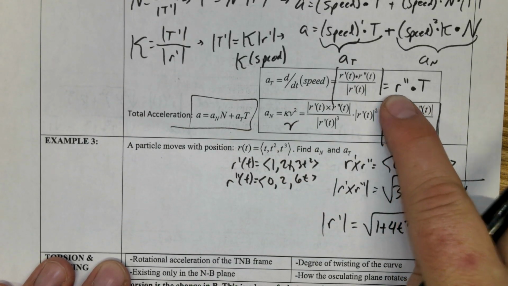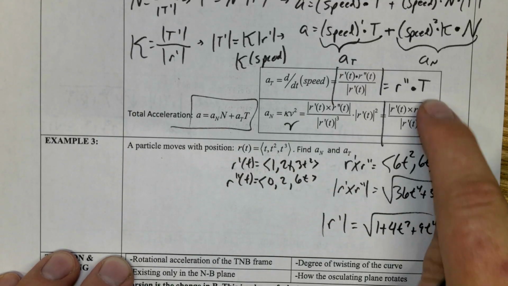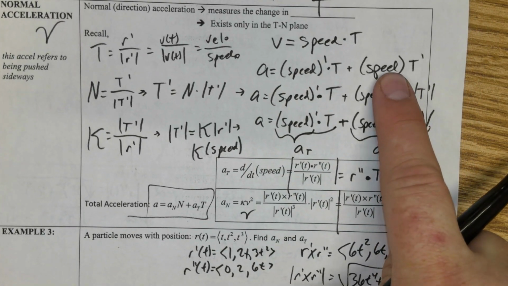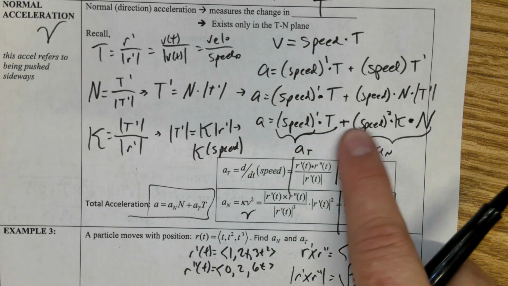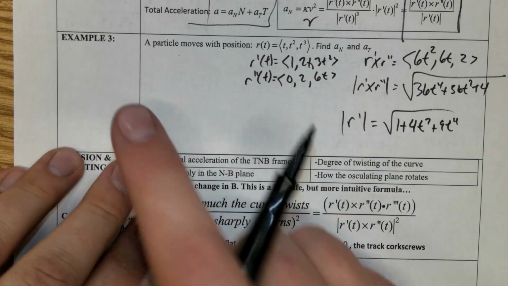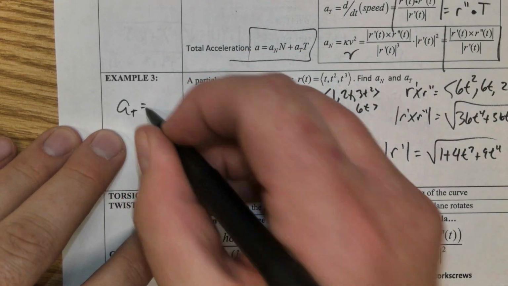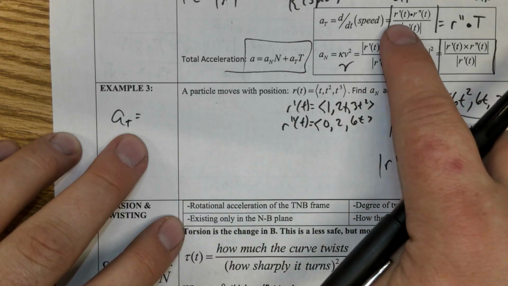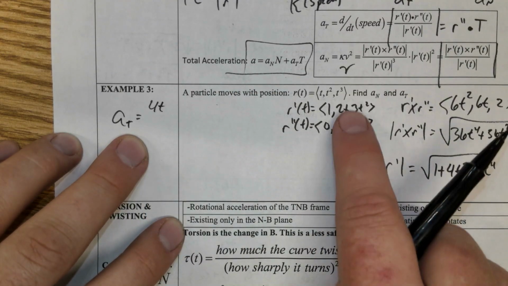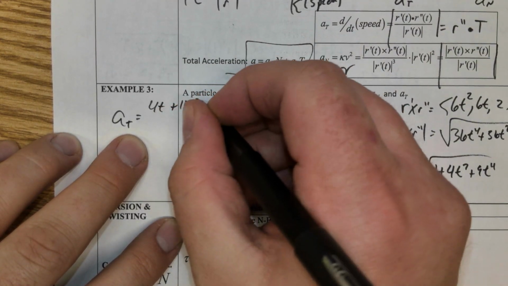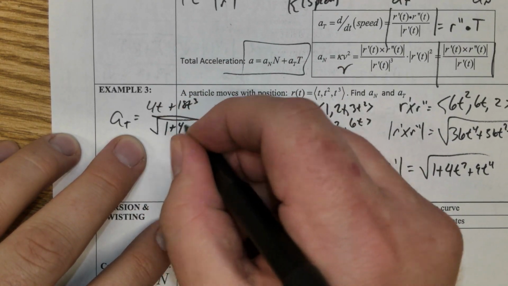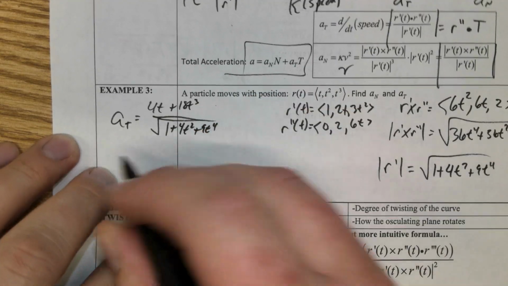Hey, this is my acceleration in the T direction. This is, you know, speed times T prime. This is speed squared curvature in the N direction. So here we go. Let's put it all together. A_T is formula. Dot these things. Dot these together. 4t, 18t cubed. My denominator, this thing: 1 plus 4t squared plus 9t to the fourth.